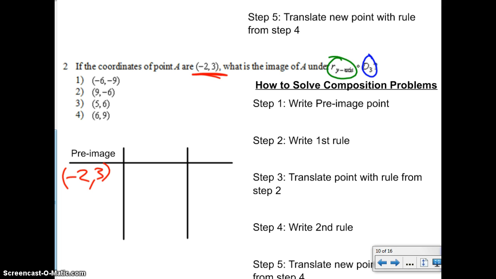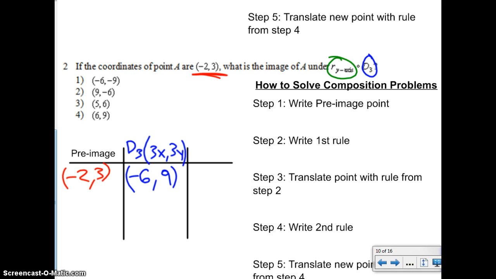Remember, you start furthest to the right, or the last one. The first rule we're going to write is dilation of 3, which means we're going to do 3 times the x and 3 times the y. So let's do it. What's 3 times -2? That'll give us -6. 3 times 3 will give us 9.